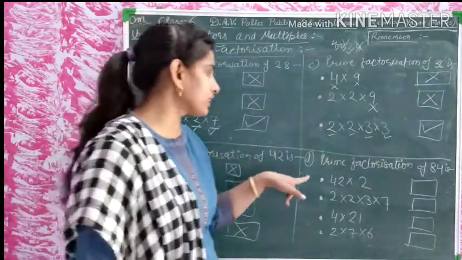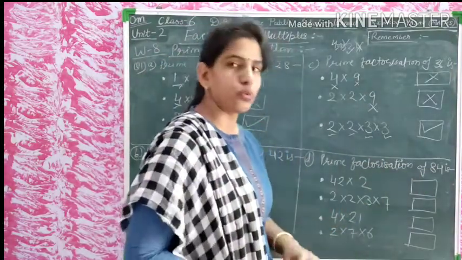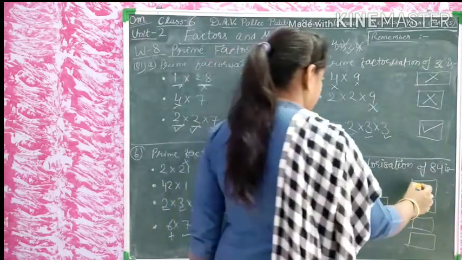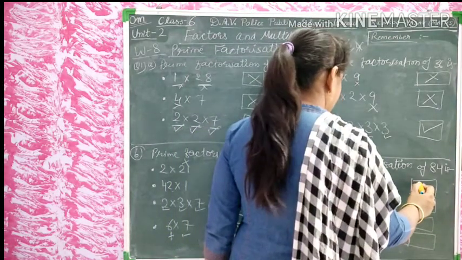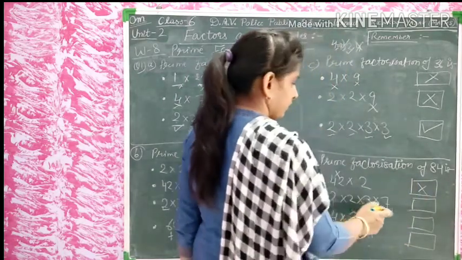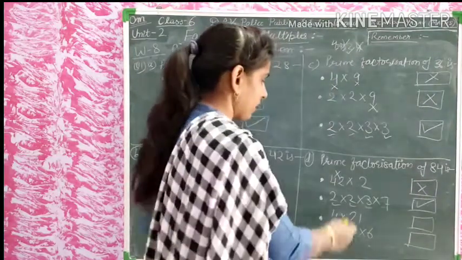Is it clear, students? Now prime factorization of 84. 84, 42 into 2, not possible because this is not the prime number. It means this is not possible here. Now next is 2, 2, 3, 7. Yes, all are the prime numbers. It means this is possible.